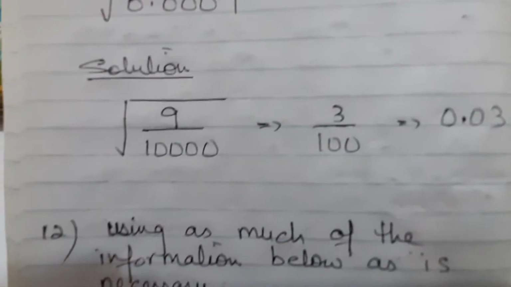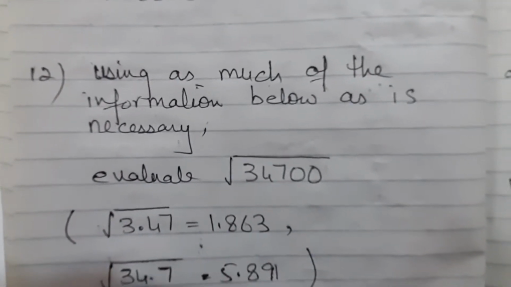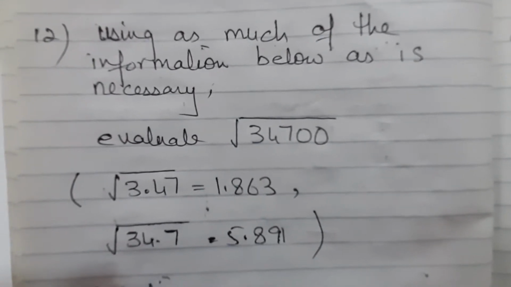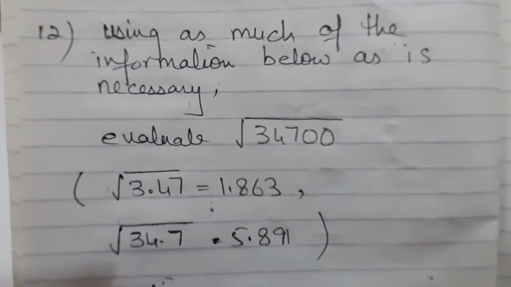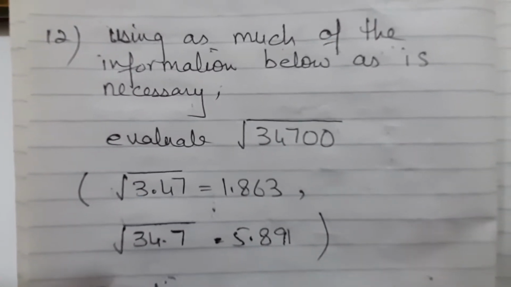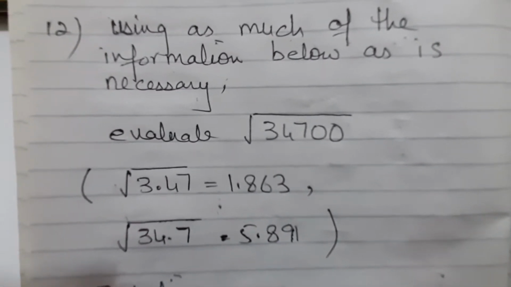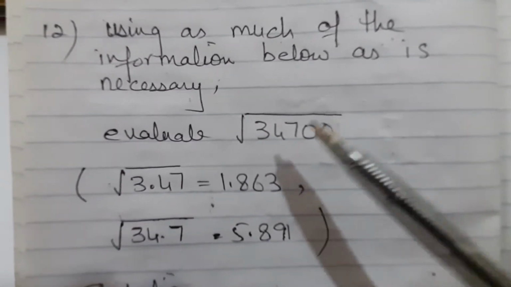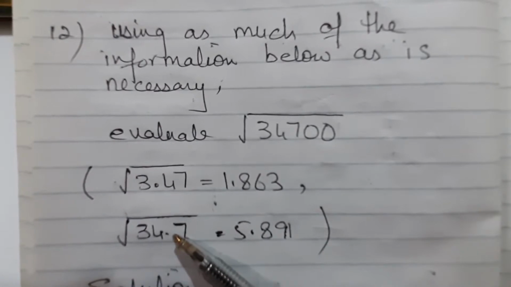Next question. Next question is saying you have to find the root of 34,700 using the information given to you. Since it is paper 1, a calculator is not allowed. So now we will see how this information helps us find the root of 34,700. The first step is that you change this root number into this form.